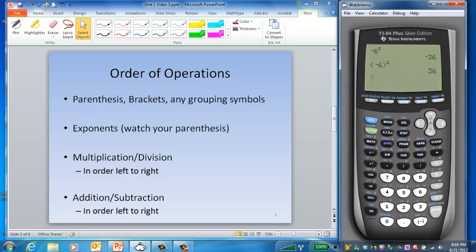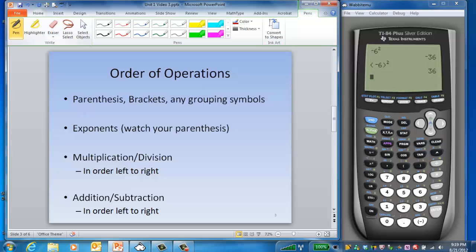Third thing that happens is the multiplication and division. So that's what's going on in this top one. It sees the 6, but it doesn't see it as a negative. It sees the exponent first because that comes first in order of operations. Then it's multiplying it by this negative. So it's doing 6 squared, multiplying it by a negative, and that's where they come out to be negative 36.